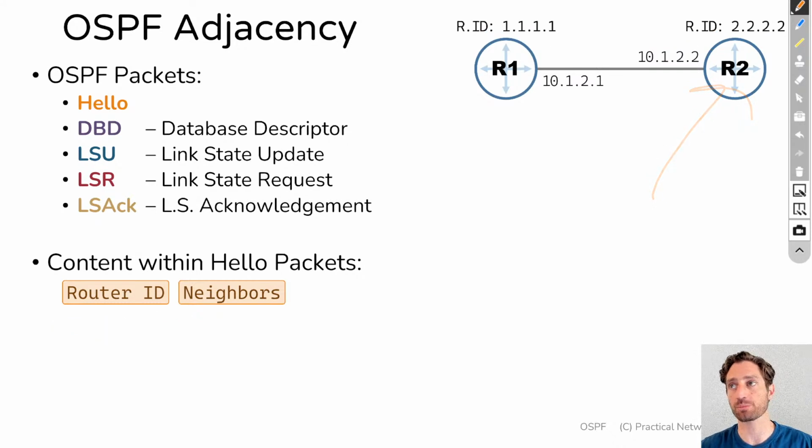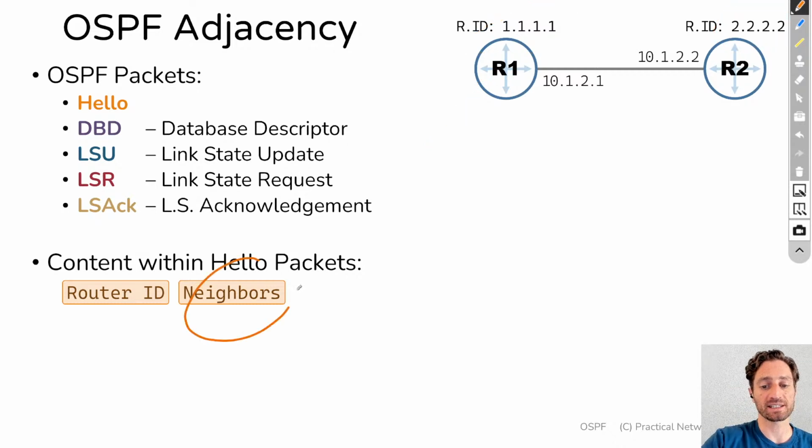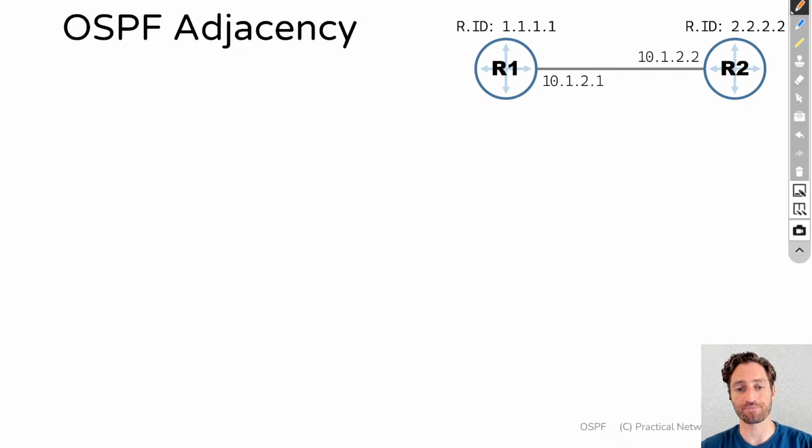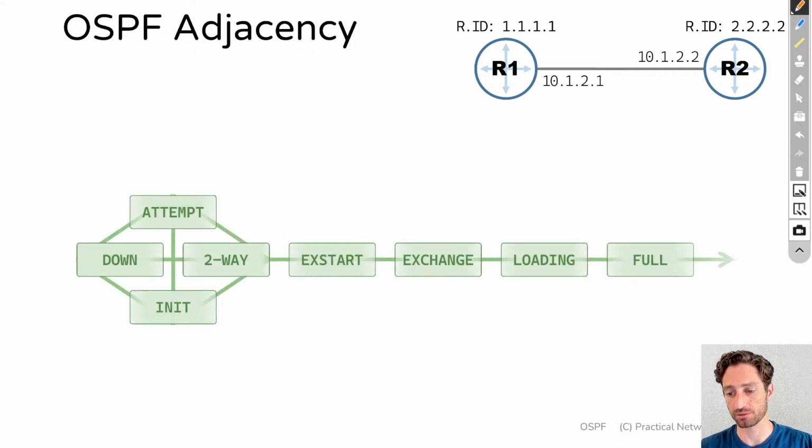And for the sake of our example, the router IDs are going to be 1.1.1.1 for router 1 and 2.2.2.2 for router 2. Moreover, inside those hello packets is going to be a neighbors field that's going to include what it sees if there's another router on the link. Make sure you understand that as we step through.